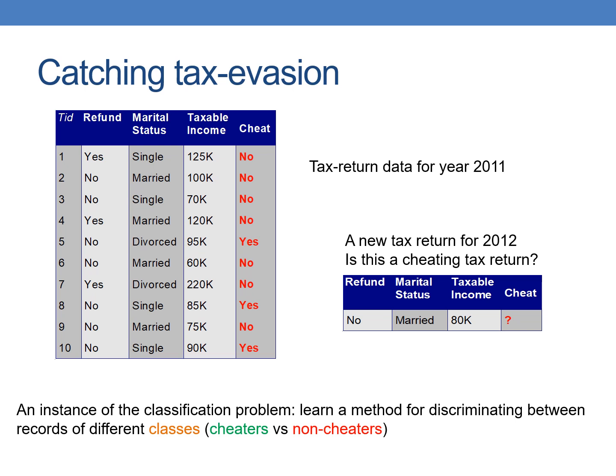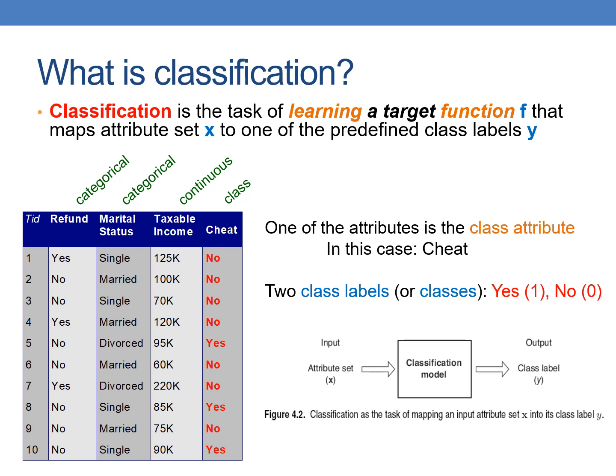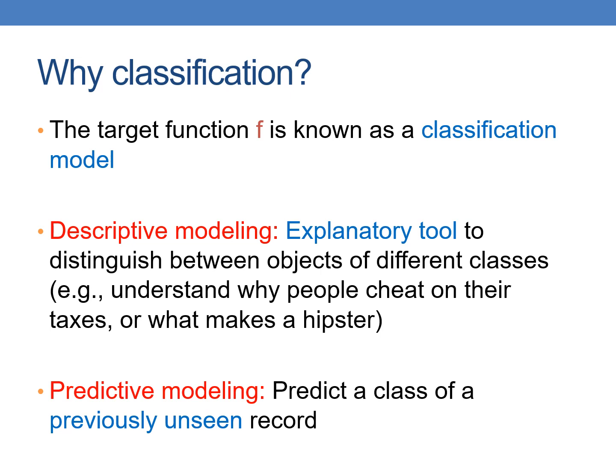So an instance of the classification problem is to learn a method for discriminating between records of different classes. So here we have to classify cheaters versus non-cheaters. So classification is the task of learning a target function F that maps attribute set X to one of the predefined class labels Y. One of the attributes is the class attribute, in this case cheat. So two class labels, we are taking yes or no, that is either true or false. Here, categorical features are refund and marital status, whereas taxable income is a continuous feature. So what exactly we are doing is the task of mapping an input attribute set into a class label. Literally, we are mapping to yes or no with the help of attributes: refund, marital status, and taxable income. So the target function is known as the classification model.